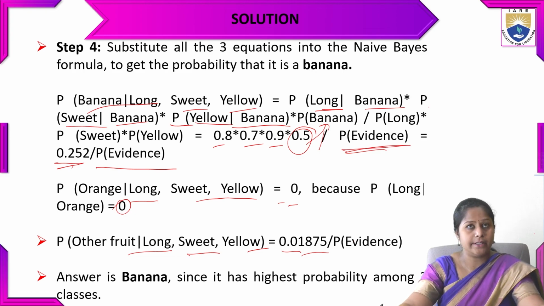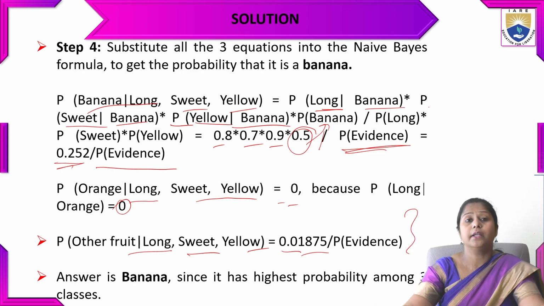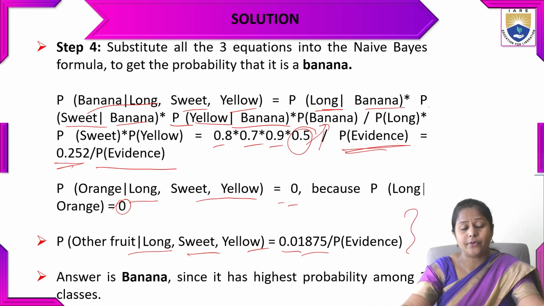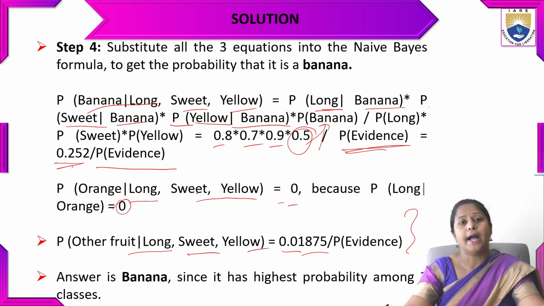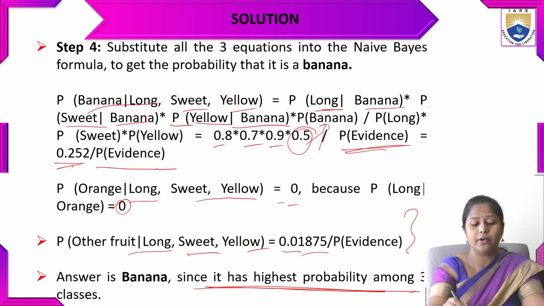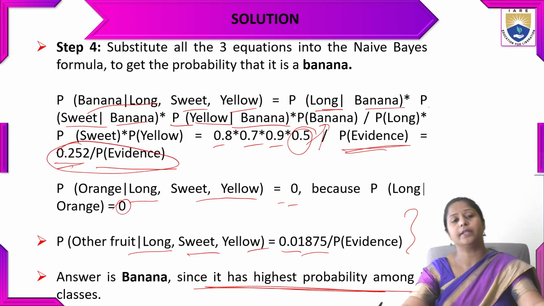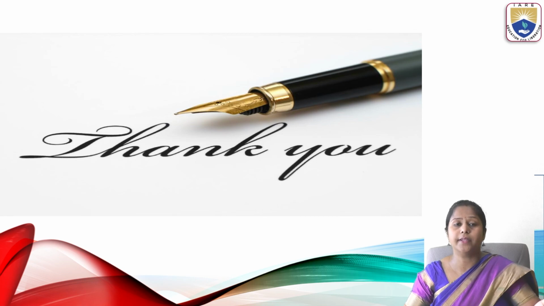That is nothing but the substitution of all three equations into the naive Bayes formula. Now the answer will be banana, because banana has the highest calculated probability among the three classes. So we have got the highest value for the banana, so that fruit will be classified as the banana.